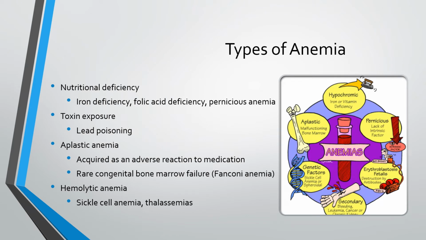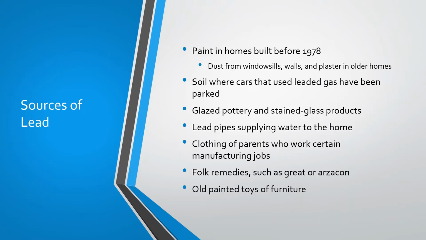So the next one that we want to talk about is toxin exposure. And this can include lead poisoning. So let's look at lead poisoning a little bit. The peak of incidence is between 1 and 5 years of age. When lead is seen in those red blood cells, it creates smaller red blood cells, which leads to the anemia.